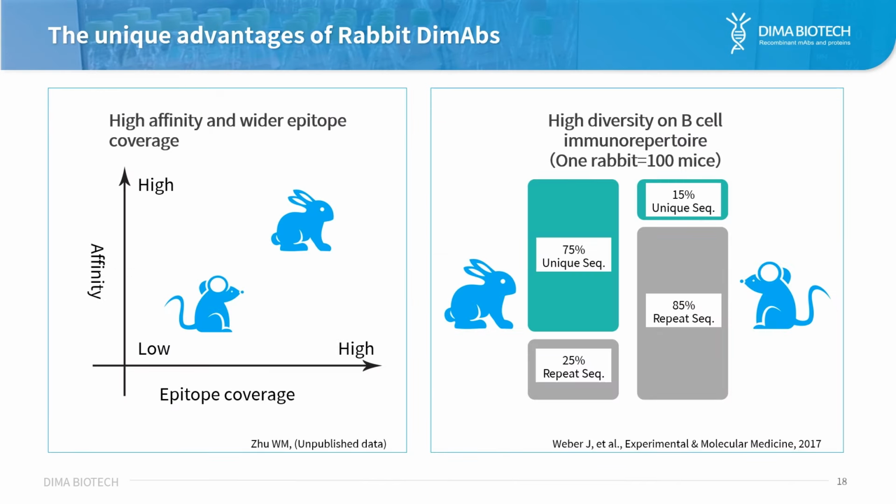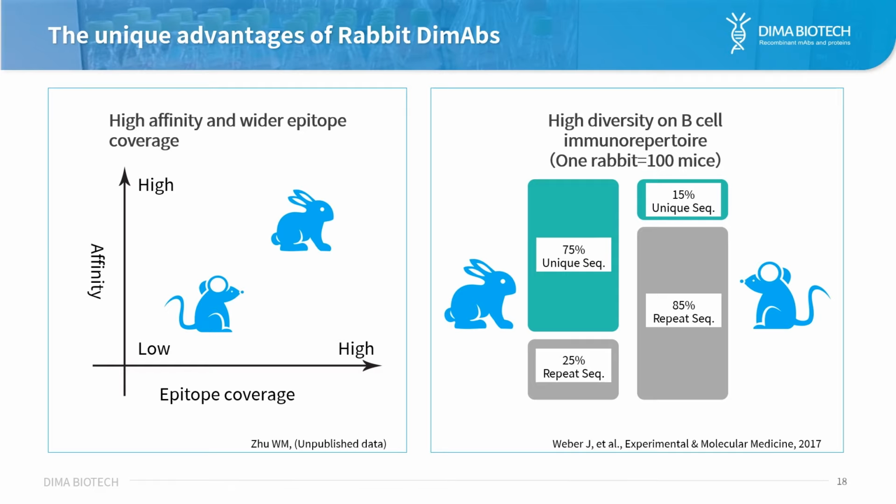DimAb B-cell cloning technologies can be used for many species. We can clone IgG genes direct from human, mouse, or rabbit. But we choose rabbit as host for immunization and B-cell cloning because normally rabbit antibody has higher affinity and wider epitope coverage compared to mouse.